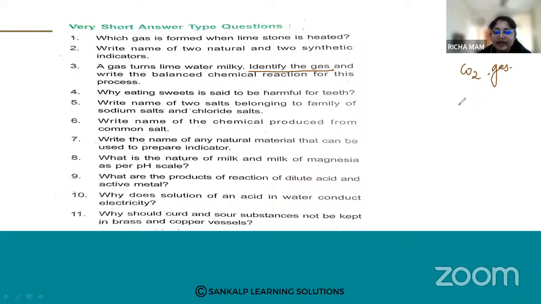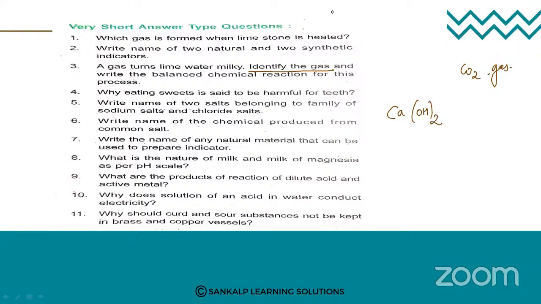A gas turns lime water milky. So write the reaction for that. How does the gas turn lime water milky? Lime water is your calcium hydroxide, in aqueous state. It reacts with carbon dioxide gas and gives you calcium carbonate plus water. So calcium hydroxide plus carbon dioxide gives calcium carbonate plus water.